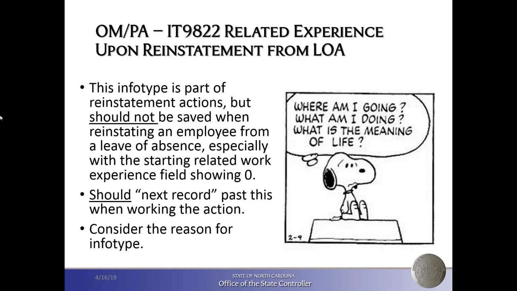When you next record past an infotype, as long as you haven't entered any information, sometimes if you start to type and you next record past, it may say that something's going to be lost, but you're not trying to save that record. I think with this one, I might need the specific example of what you're trying to accomplish.